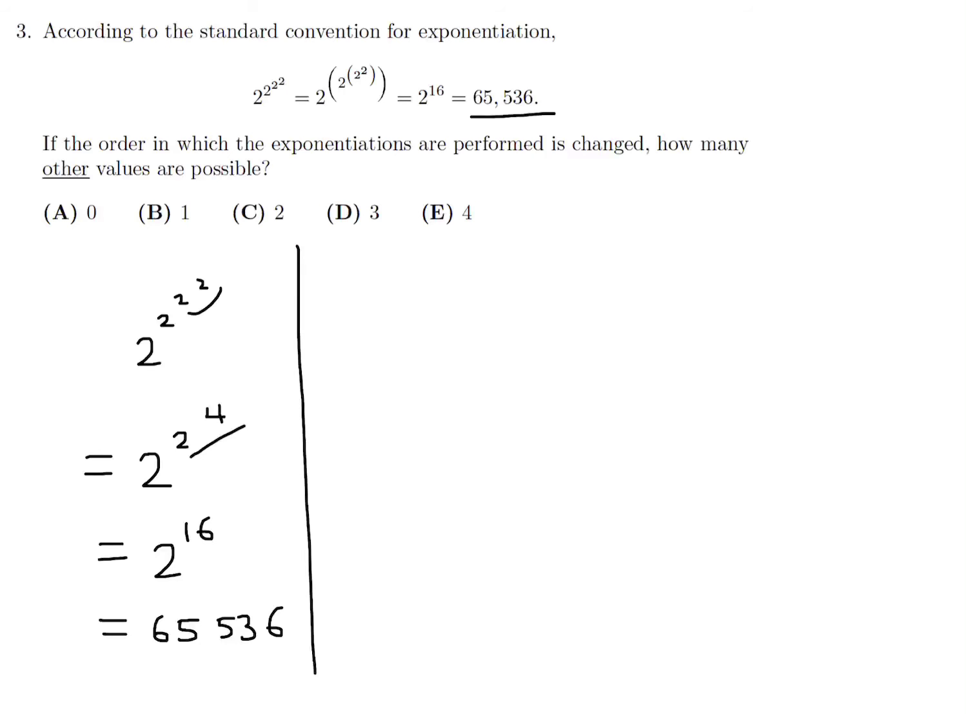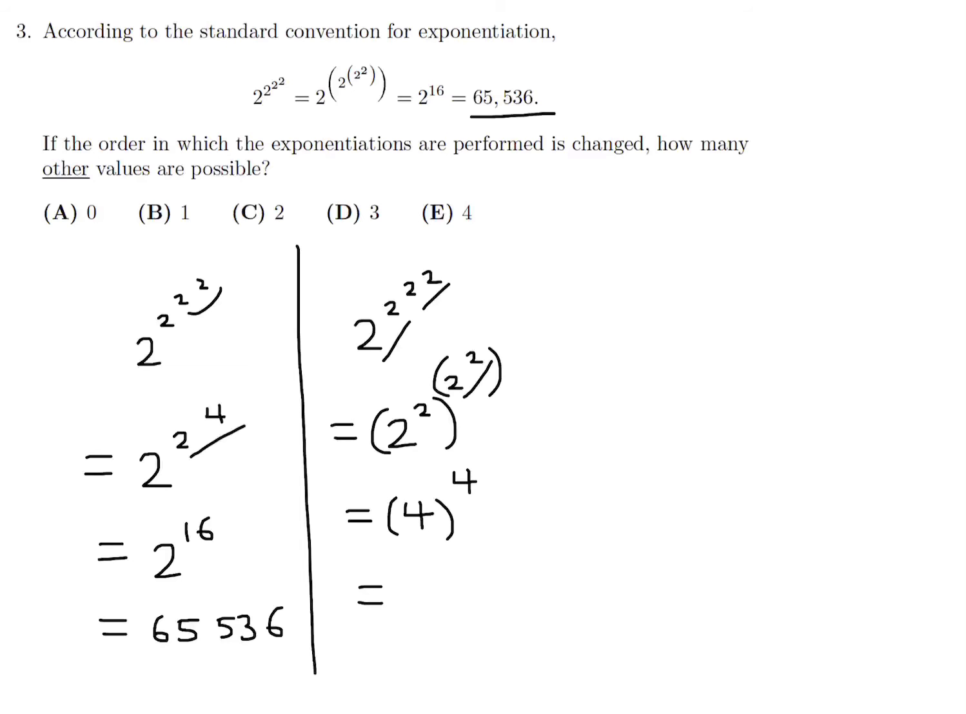So let's try another way. 2, 2, 2, 2. Let's make that and that separate. So we have 2 to the power of 2, and then 2 to the power of 2. So 2 to the power of 2, of course, is 4, all to the power of 2 to the power of 2, which is 4 again. If we do it that way, we get 4 to the power of 4, which is 256. So we get a slightly different answer, and that's what they're looking for.